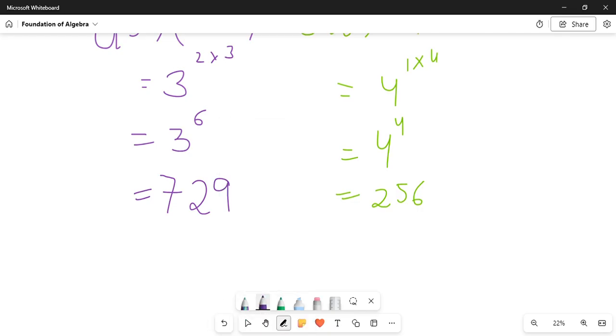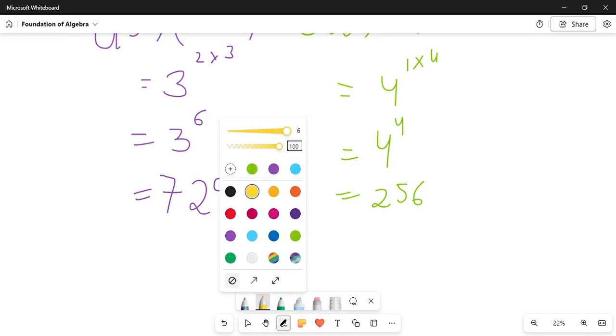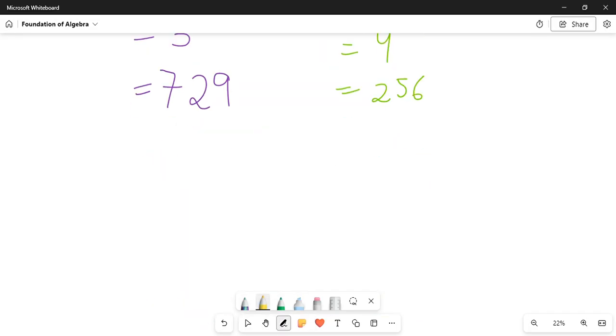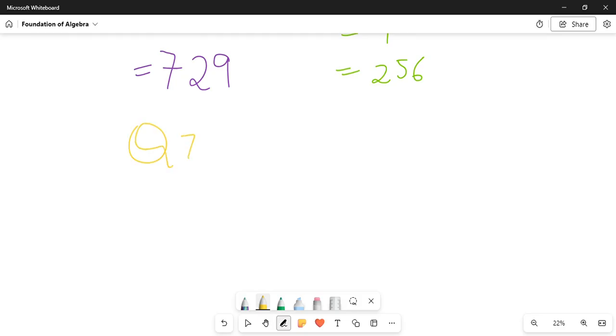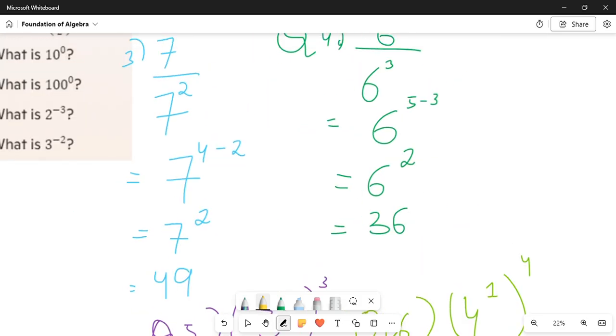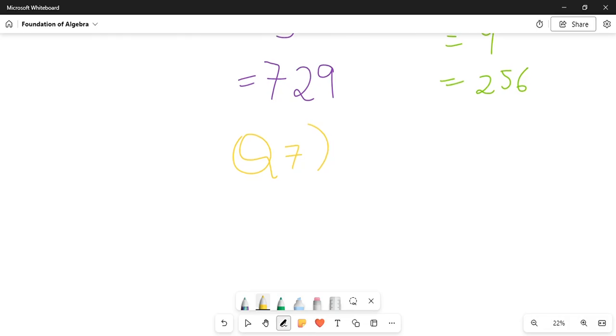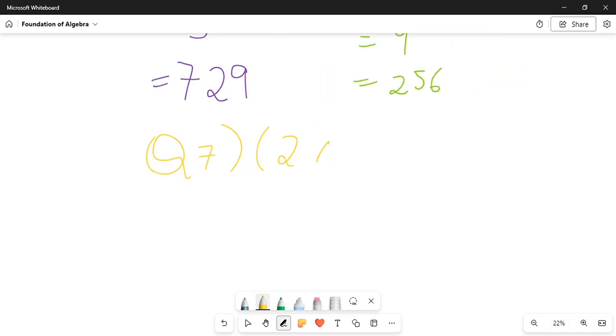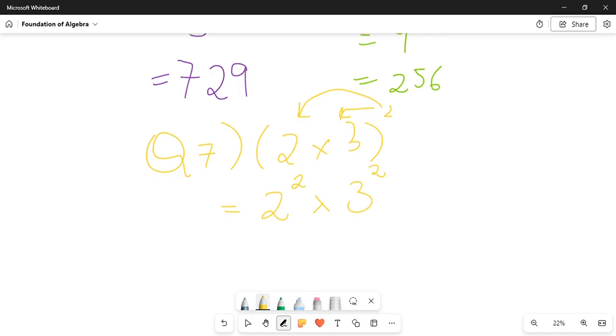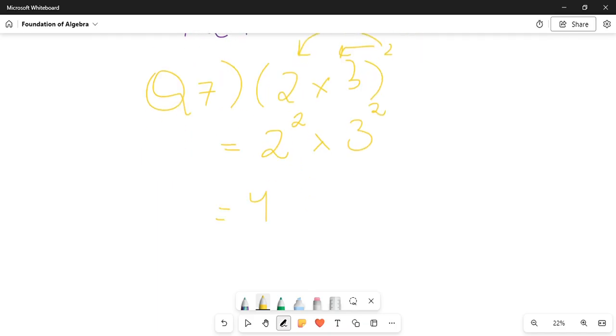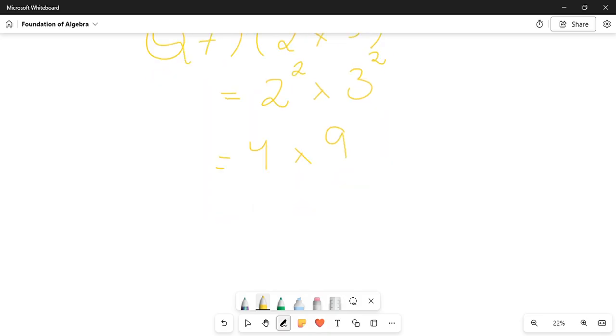Choose a different color, which is question number 7. Seven is 2 times 3, 2 times 3 to the power of 2. Now we are going to distribute this part outside to each one of the bases inside. So 2 to the power of 2 times 3 to the power of 2. We can simply solve that. 2 times 2 is 4, 3 times 3 is 9, and 9 fours are 36.